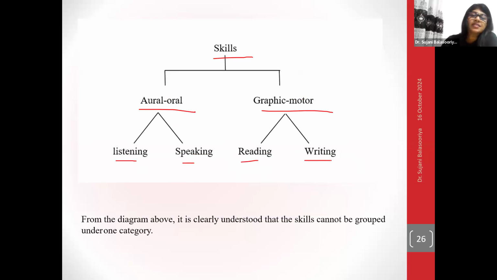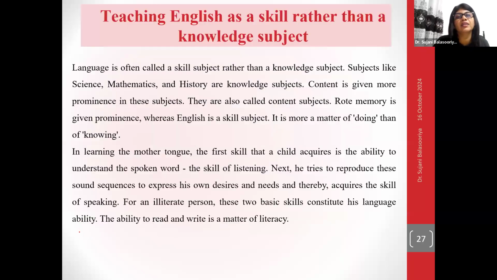So this classification is different. Here the branches are designed differently from the earlier classification, which means we can't always group the skills under one category only. There are two classifications where we can categorize the same set of skills differently. That's what we discussed here.